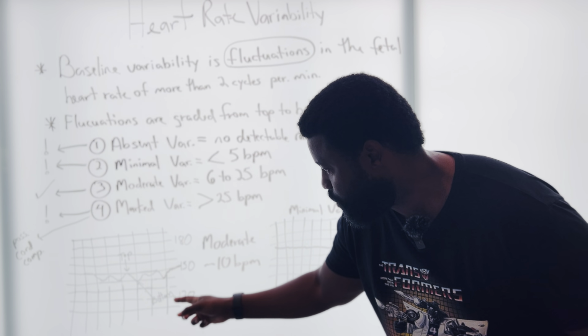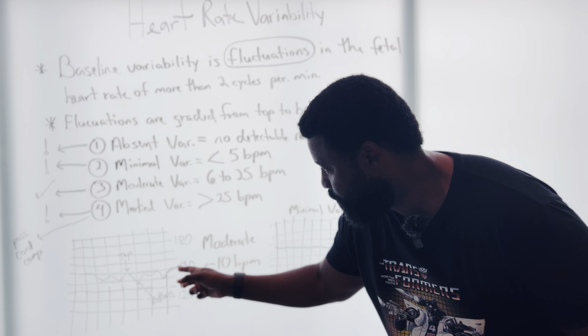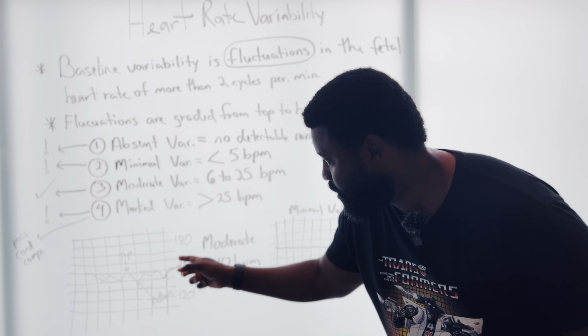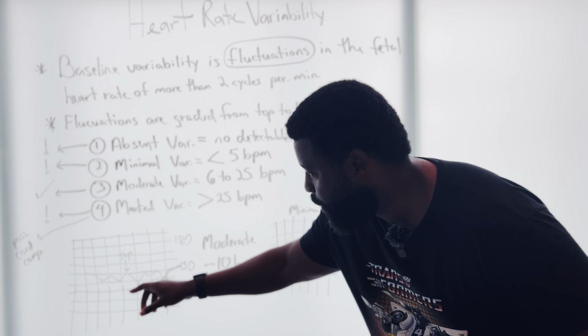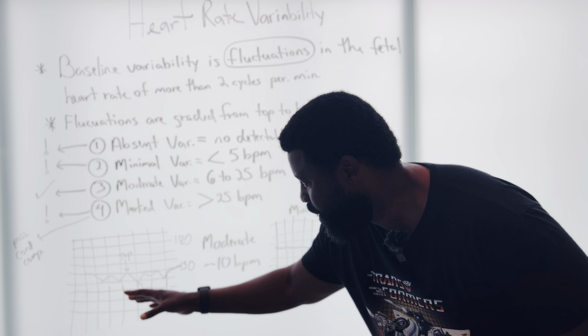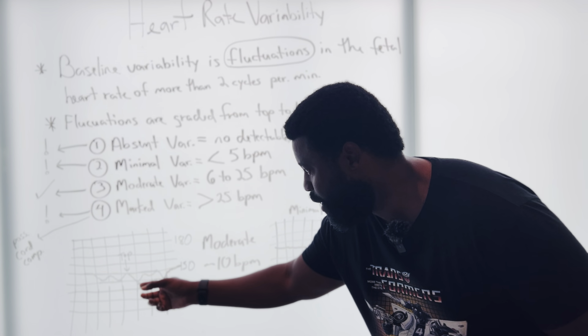If you can look and see, this is 120, 30, 40, 50, 60, 70, 80. So each one of these lines is going to represent 10. So we've got about 150 up here, and then it's going to go down to about 140-ish. So this is a crude example of moderate variability. It's around 10 beats per minute.